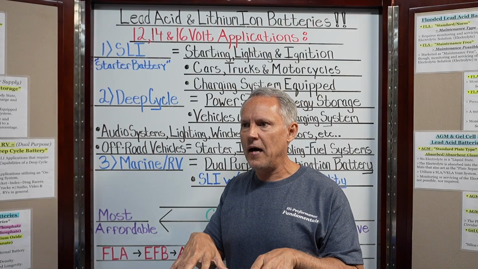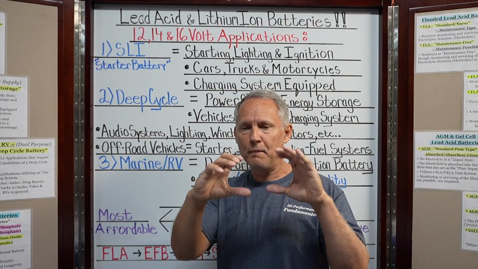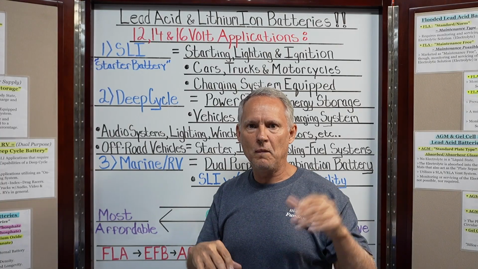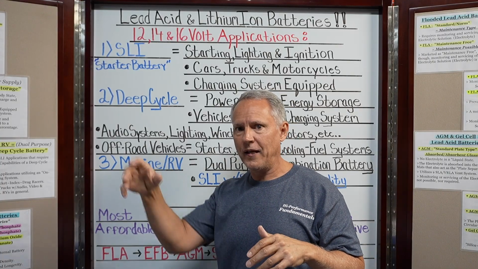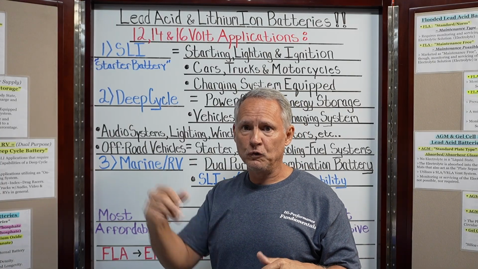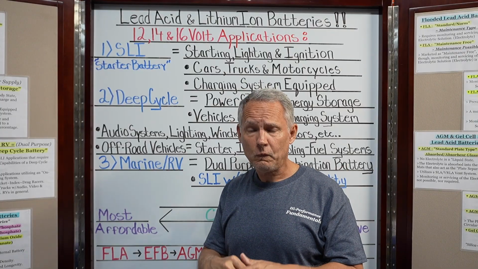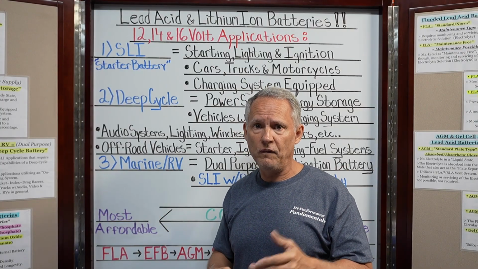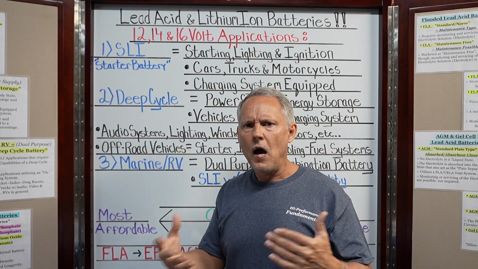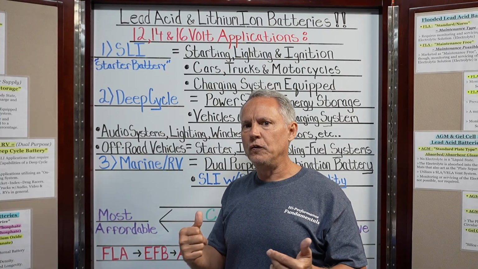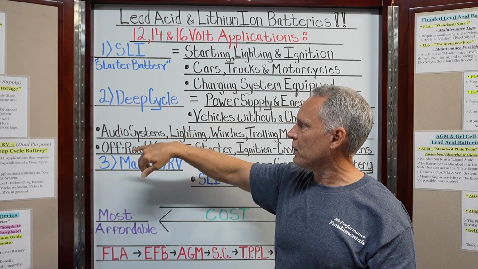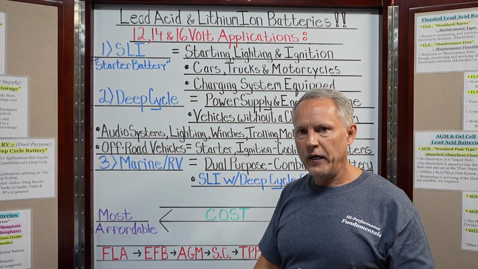And then from there, once you know the category of battery, the application of the battery, you can decide what type of battery you want to use: lead acid, lithium ion, whatever it might be, or what type of lead acid: an AGM battery, a spiral cell, a TPPL battery. There's so many different options out there. Should you go with a 16 volt battery, a 14 volt battery, a 12 volt battery? How do you know? So that's what we're going to get into here. And like I said, the three applications are SLI or starter battery, deep cycle, and marine RV battery.